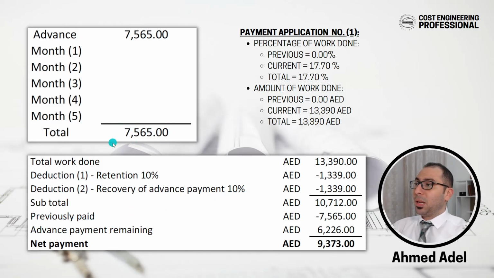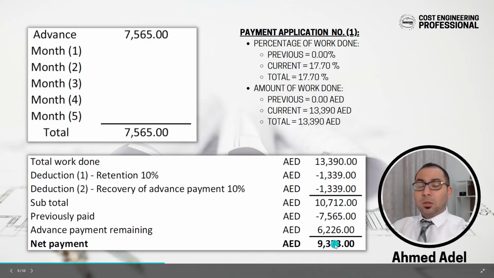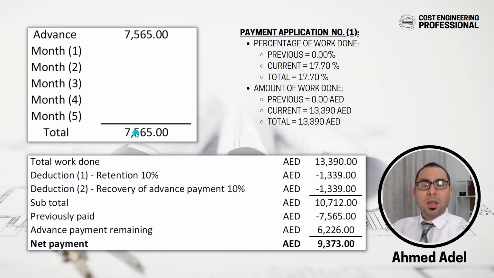Previously, I paid 7,500 as an advance payment. So I am going to deduct here, after I got this subtotal of 10,000, the previously paid, which is whatever I paid previously, this 7,500. But if I just keep it like that and go directly to the total, you will notice that I have recovered the full advance payment in the first payment application itself.